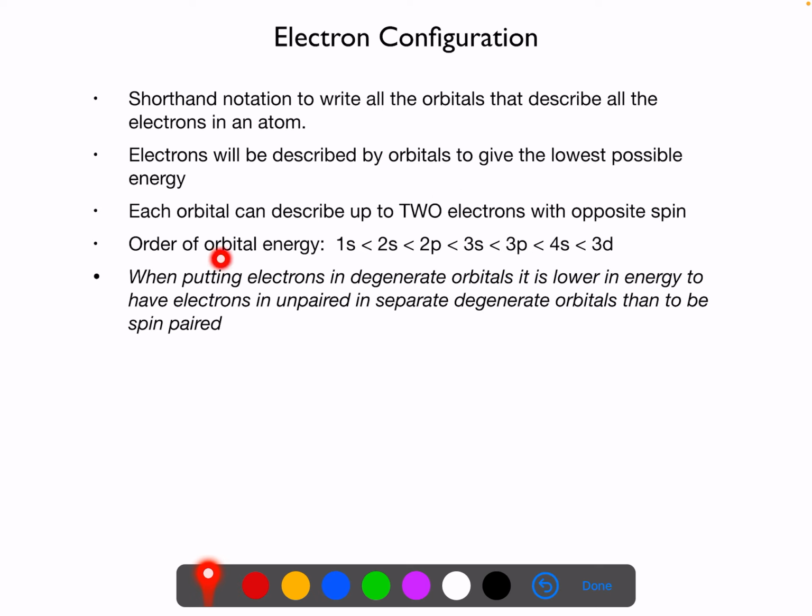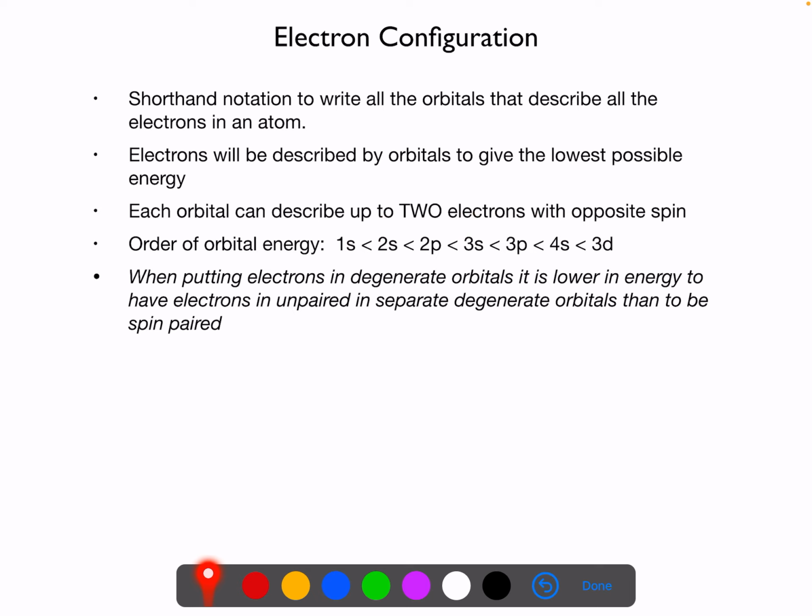In the order of orbital energy, we're always going to start with the lowest energy, which is a 1s, then 2s, 2p, 3s, 3p, 4s, 3d. So this is the order of orbital energy that we would follow.